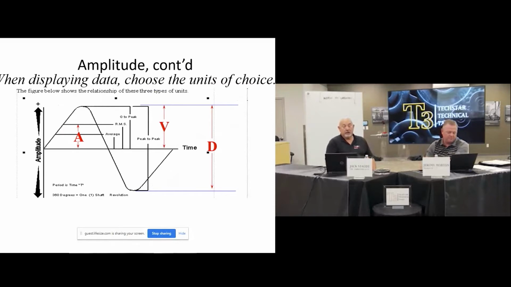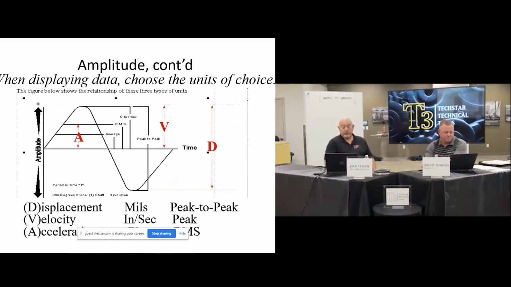So amplitude, like we said, there's 3 ways. We look at displacement. We here in the U.S. use mils, peak to peak. Velocity is inches per second peak. Some places like RMS, and then acceleration we measure in G's, RMS here. But the question always comes up: is there a difference between RMS or peak velocity?